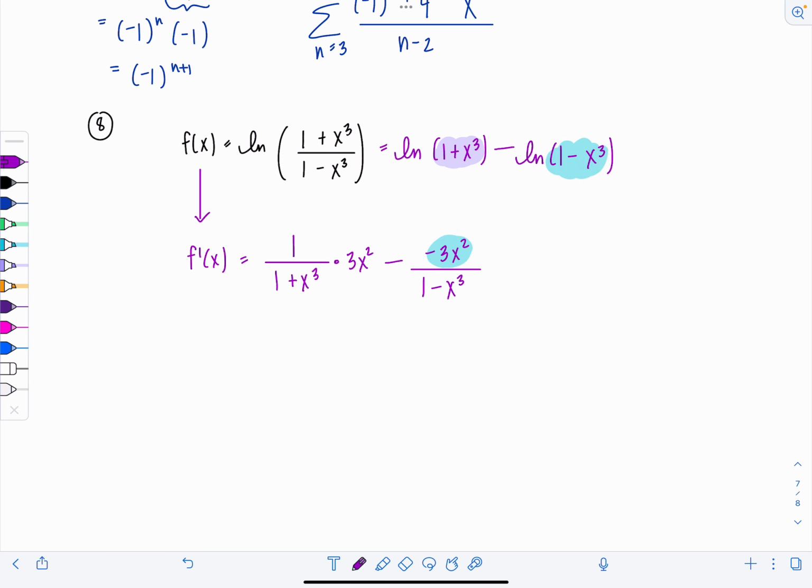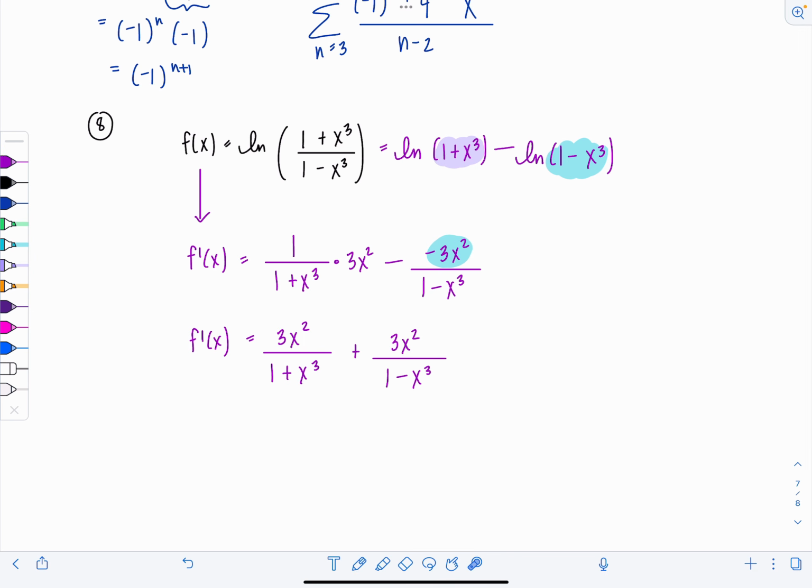So what does this turn into? This turns into 3x squared over (1 + x cubed) plus 3x squared over (1 - x cubed). And this is f prime of x.